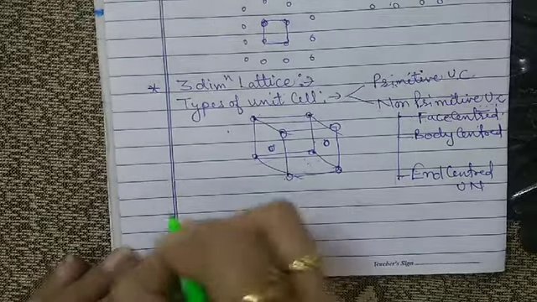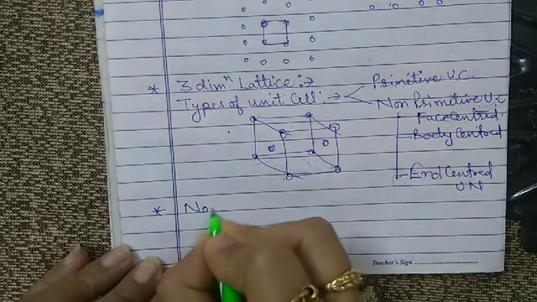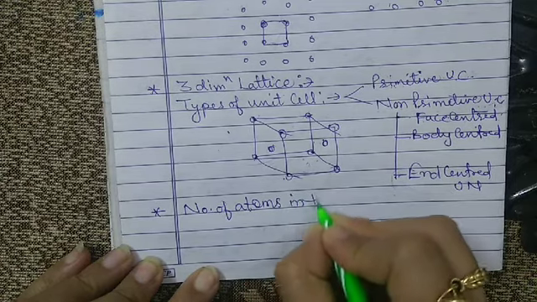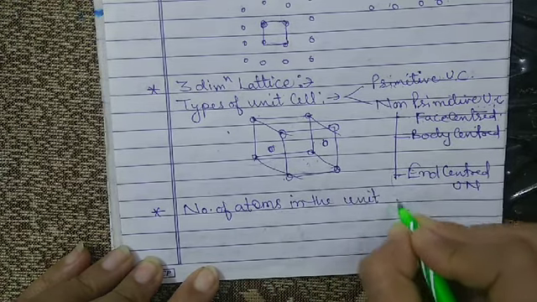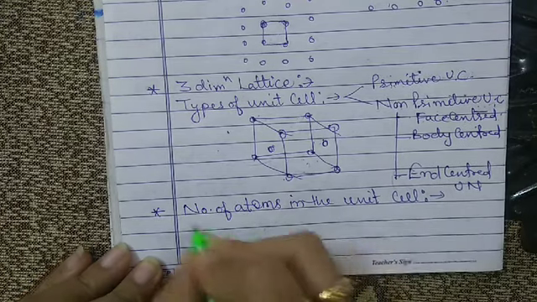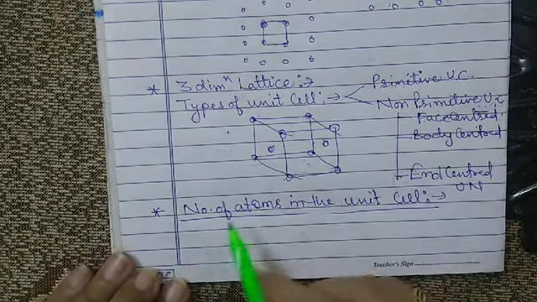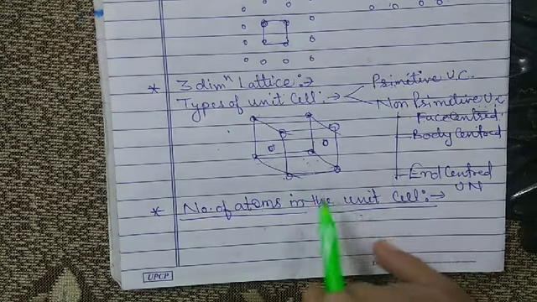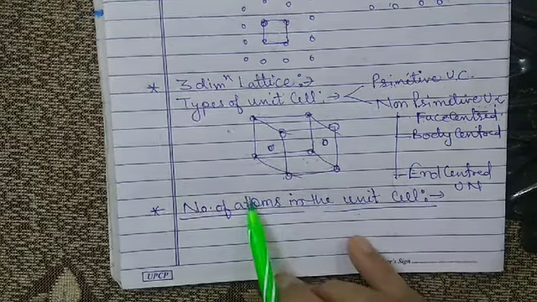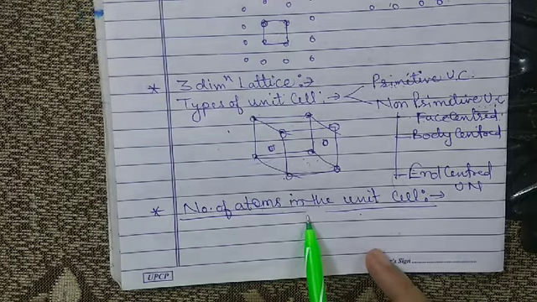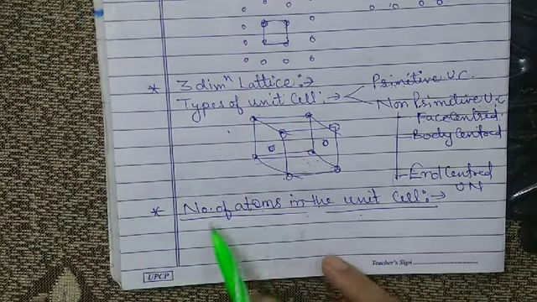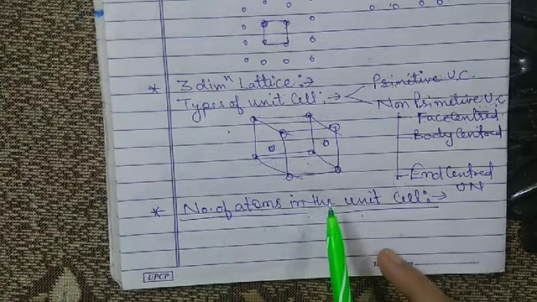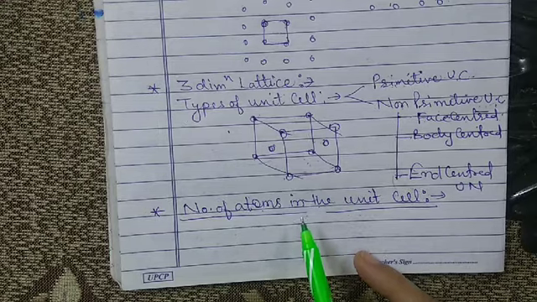Now the next heading is number of atoms in the unit cell. We know that any crystal lattice is made up of a large number of unit cells and every lattice point is occupied by a constituent particle. Now let us count how many particles are present in a unit cell.